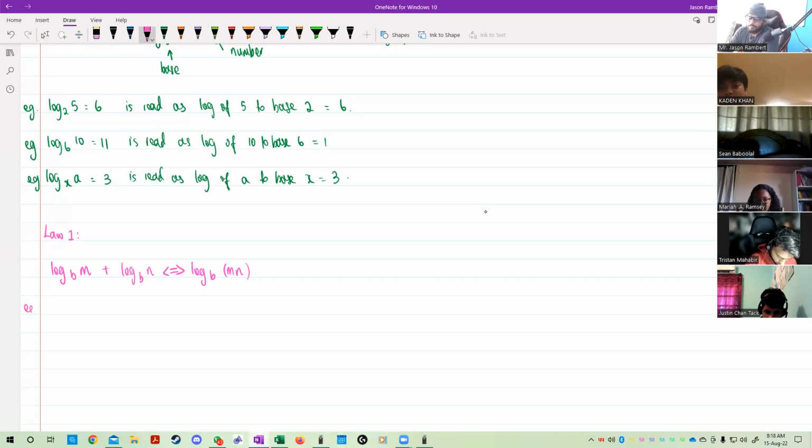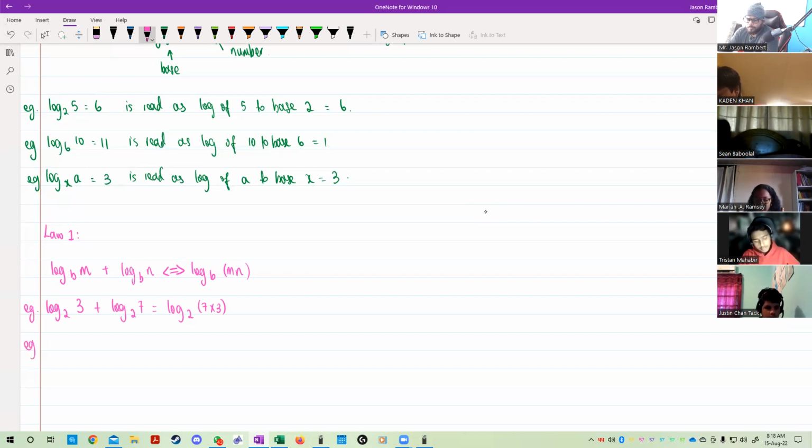For example, if I have log of 3 to base 2 plus log of 7 to base 2, this is equal to log of 7 multiplied by 3 to base 2, which is log of 21 to base 2. Do you all agree with that?